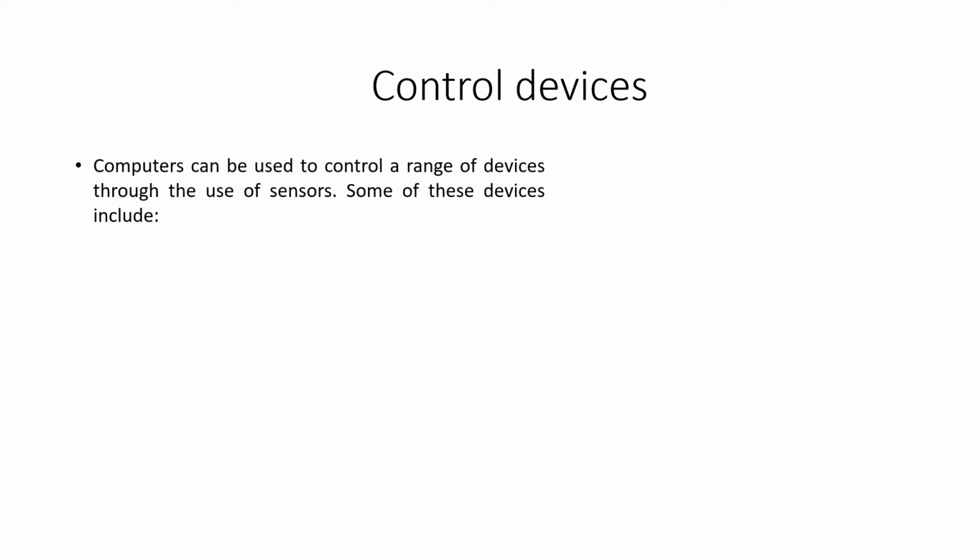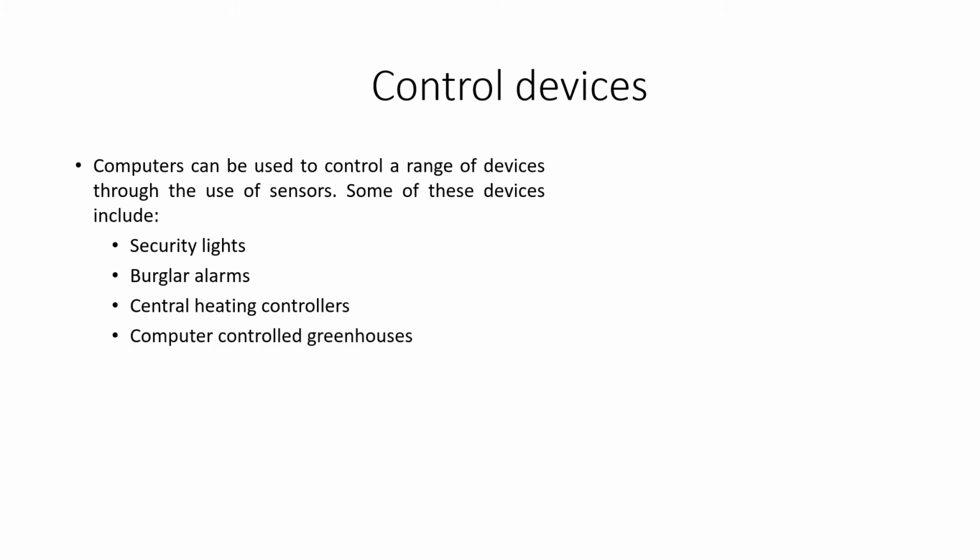Next, control devices. Sensors can also be used alongside computers to control a range of devices. Some of these devices include security lights, burglar alarms, central heating controllers, computer controlled greenhouses, automatic cookers, automatic washing machines, microwave ovens.